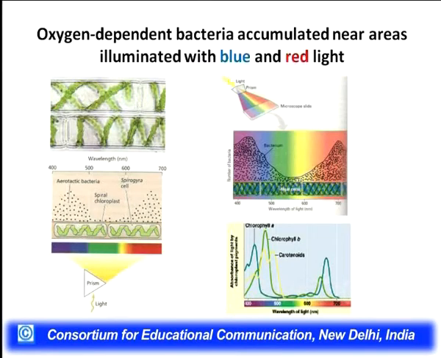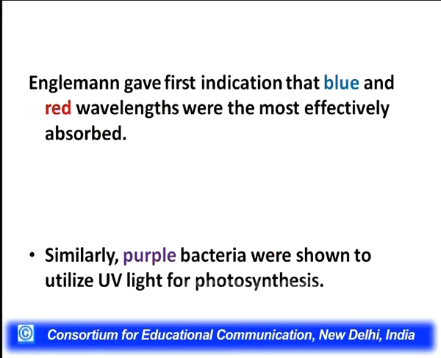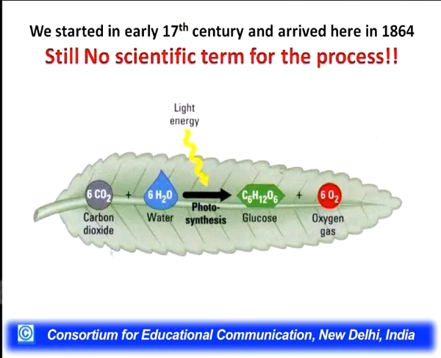And if we compare this with the spectrum, you can see it directly matches with the spectrum. So Engelmann was the first person to give an idea that blue and red wavelengths are the most effectively absorbed ones. Surprisingly, there are purple bacteria also. They do not take visible spectrum of light. They are photosynthesizing best when they are given UV light. And UV light we cannot see, but the bacteria can function the best.